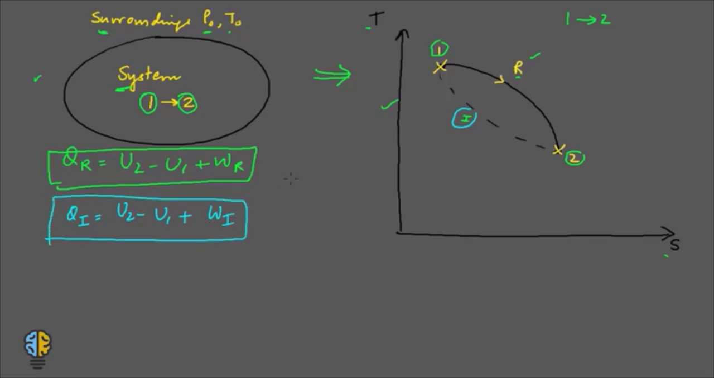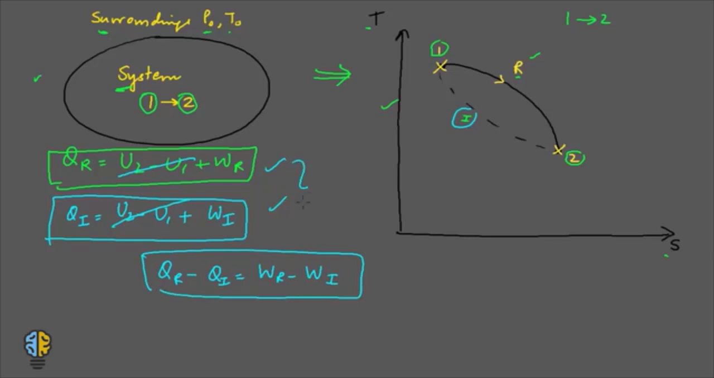Alright, now if you compare these two equations, I can easily strike off U2 minus U1, isn't it? So I will have QR minus QI is equal to WR minus WI. This is what I get after subtracting these two equations. Now we know that the entropy change of the system is nothing but S2 minus S1.